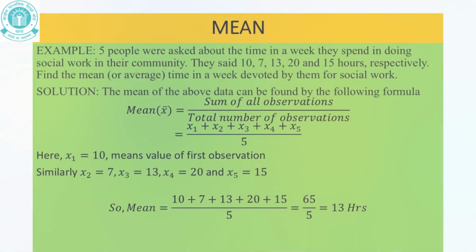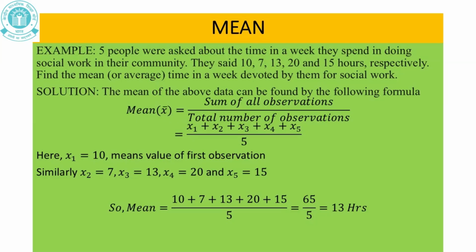Mean. Let us first understand mean with the help of an example. 5 people were asked about the time in a week they spend in doing social work in their community. They said 10, 7, 13, 20, and 15 hours respectively. Find the mean or average time in a week devoted by them for social work.